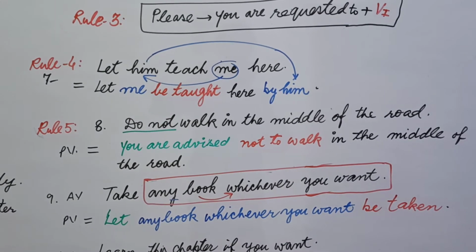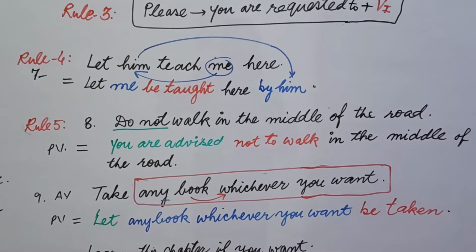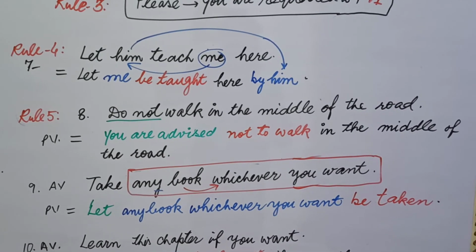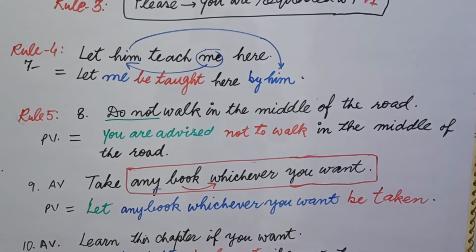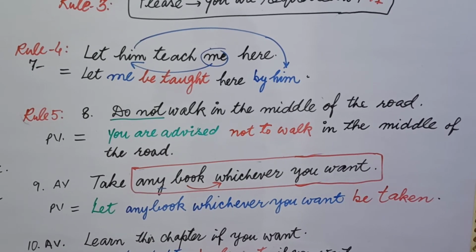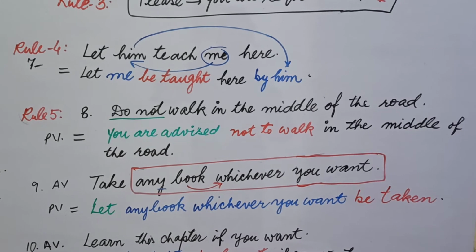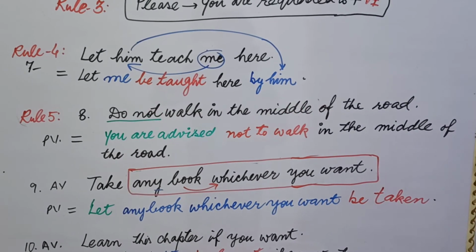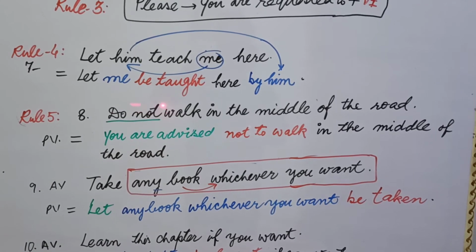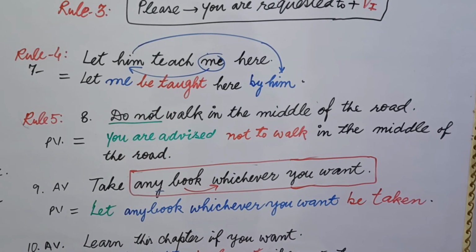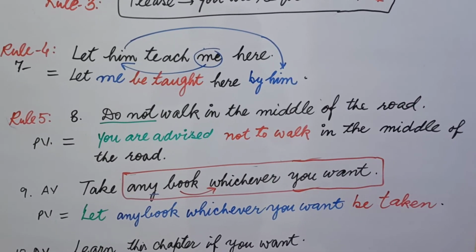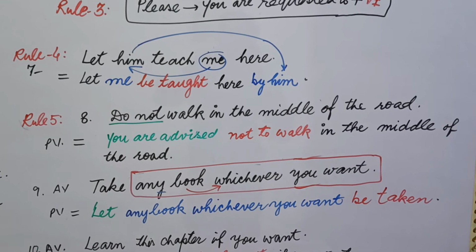So when you don't find any object in the imperative sentence, you use on your own according to the sense of the sentence. Either you are advised to, or you are ordered to, or you are asked to. You can use any, but this sentence is based on suggestion, that's why I'll use you are advised to. But this sentence is negative, do not, adverb do not, that's why I will write you are advised not to walk in the middle of the road.